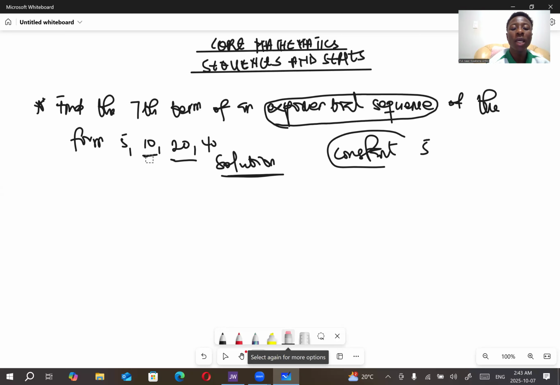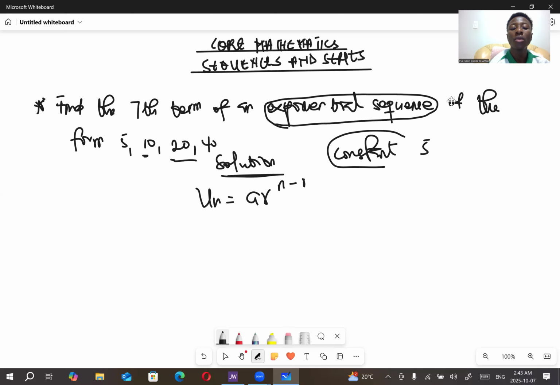Now you can see that to get 10, we multiply 5 by 2. To get 20, we multiply that same constant 2 by 10. To get 40, we multiply that same 2 by 20. So that makes it an exponential sequence, isn't it? If so, then the nth term is given by the formula: the first term multiplied by the common ratio to the power of n minus 1.